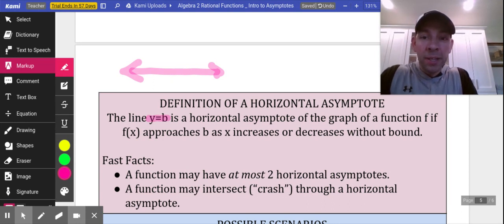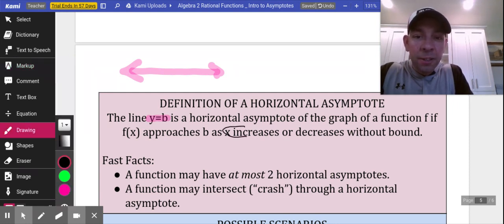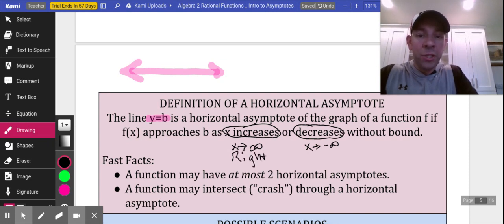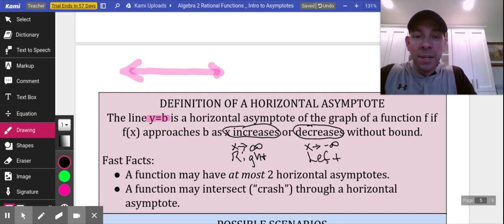The line y equals b is a horizontal asymptote of the graph of a function f if f of x approaches b as x increases or decreases without bound. Let me clarify that a little bit. When we say x increases without bound, we're saying x itself approaches infinity. Or when we say x decreases without bound, we're saying x approaches negative infinity. So in this case, if x approaches infinity, you're going as far to the right on your graph as you can imagine. Or if x approaches negative infinity, you're going as far to the left as you could imagine.